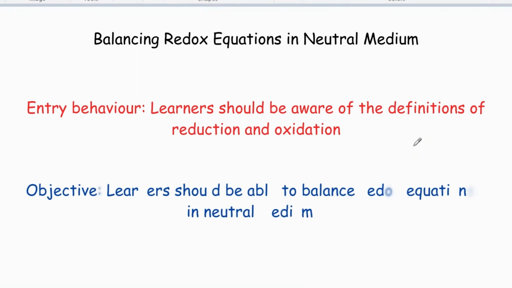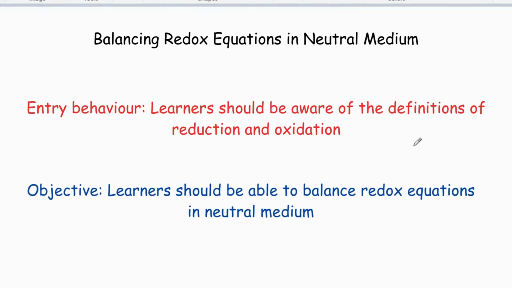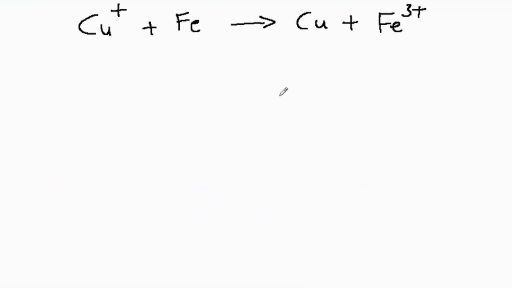To balance redox equations in neutral medium, we need a very popular method, and that method is known as the half equation method. Some scholars refer to it as the half reaction method. Here is the first example that we're going to use the half equation method to balance. The first step is to split the redox equation into half equations: oxidation half equation and reduction half equation.